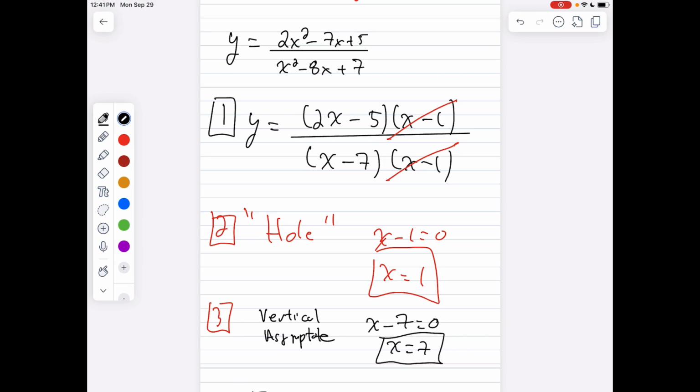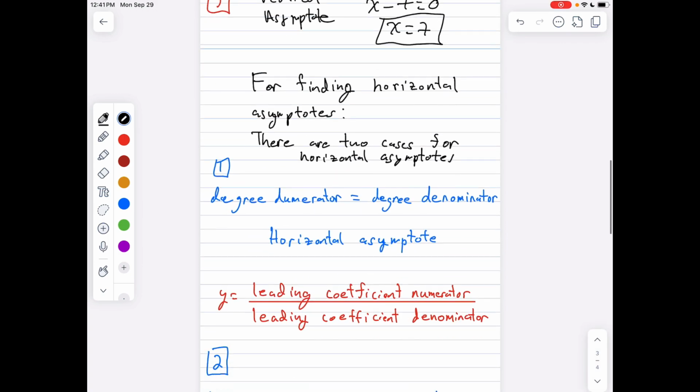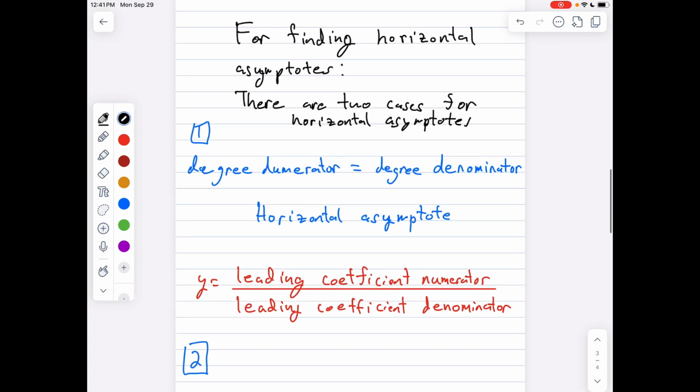Okay, now some issues sometimes come up with these, depending on the degree, meaning the highest power. If it's a cubic, for example, the factoring can get a little messy. So just be aware of that. But yeah, factoring is the key here. Now, the next thing I want to go over is how to find horizontal asymptotes.